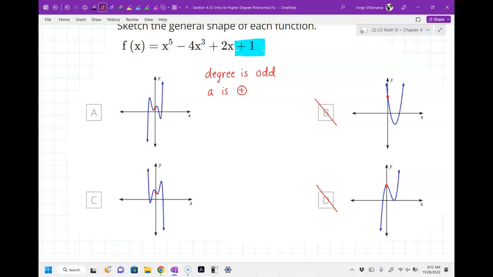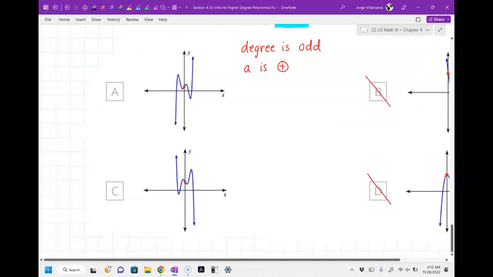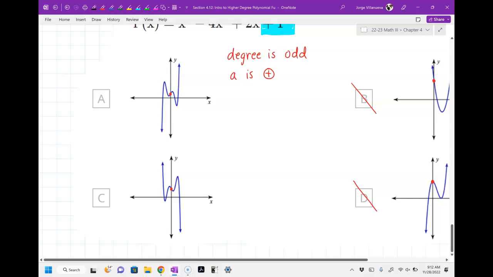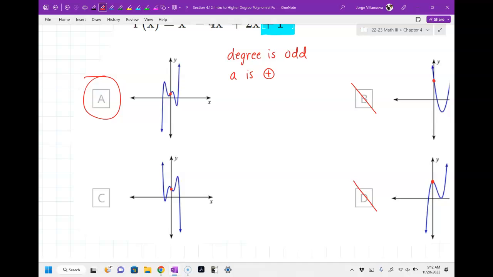So what's the behavior supposed to be? Bottom left to top right, or top left to bottom right? Which one is it? Look at your list. If it's odd and A is positive, what does it do? Falls to the left, rises to the right. Which one looks like it's falling to the left and rising to the right? A. And that's it.